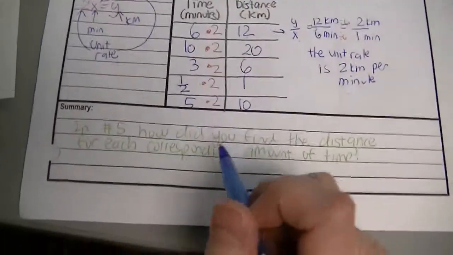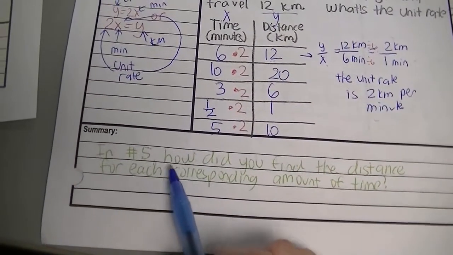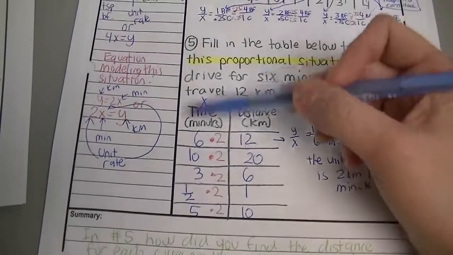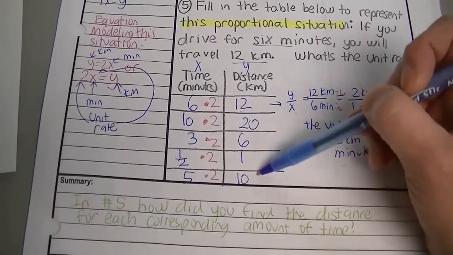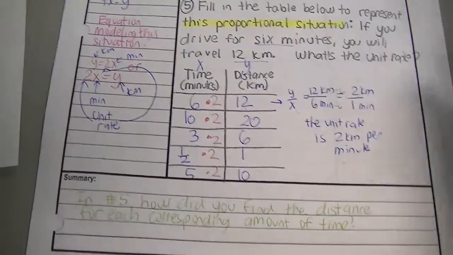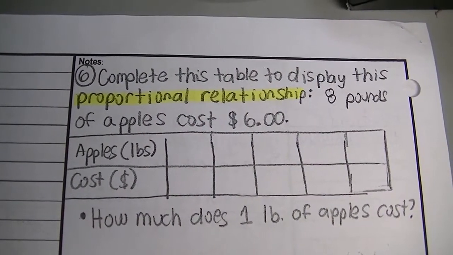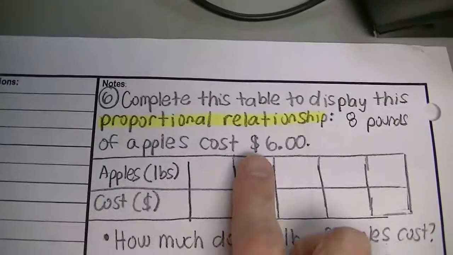All right, your summary. In number 5, how did you find the distance for each corresponding amount of time? So in this problem number 5, how did you find these values? How did you find those? Explain it right here.